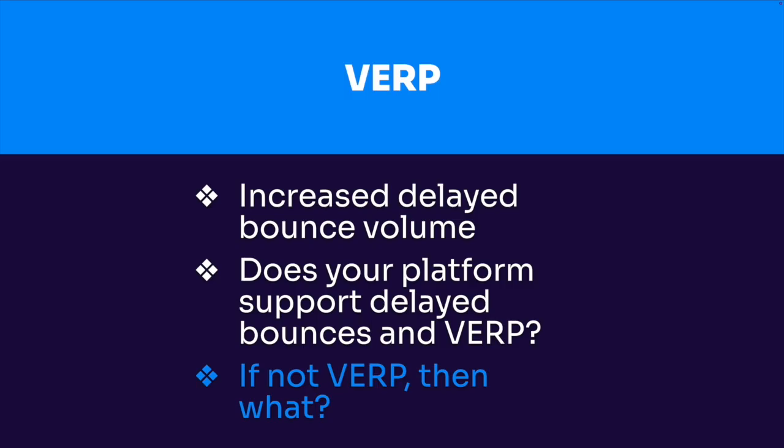I guess it all boils down to this. If your platform already supports asynchronous bounce processing and uses VERP, you're probably in good shape. If not, it's time to start preparing for the future. And if you don't support VERP at all, how do you support asynchronous bounces? And is that system robust enough as is?